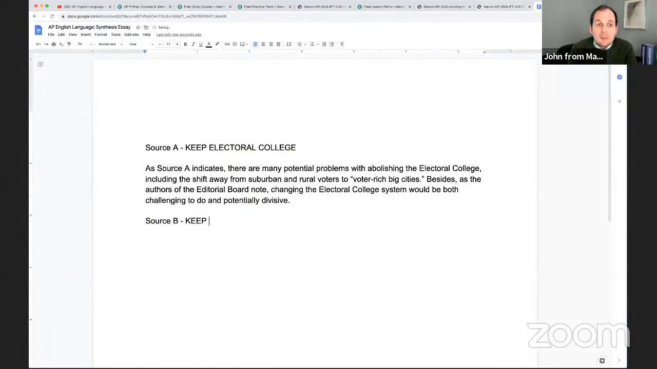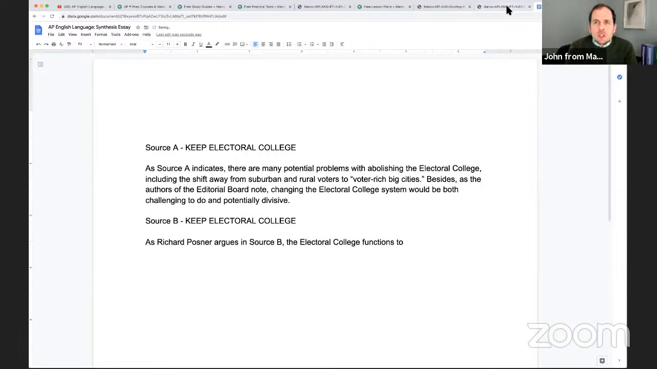so this is keep Electoral College as well. So I could say, as Richard Posner argues in source B, the Electoral College functions to ensure that no merely regional candidate can win a presidential election.